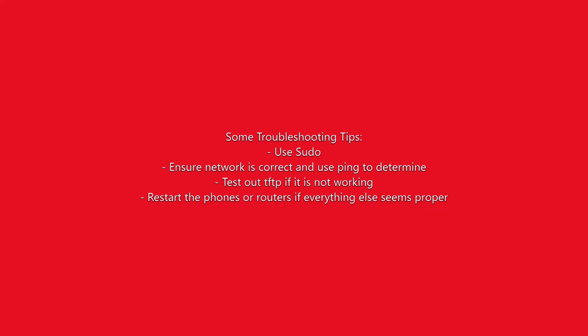If your TFTP is not working, you can put a file in there and test that out and see if that's not working, and maybe the service needs to be restarted. And again, a really basic troubleshooting tip is restart the phones or routers or whatever it is, if everything else seems to be properly working, because sometimes a simple restart can fix the problem.